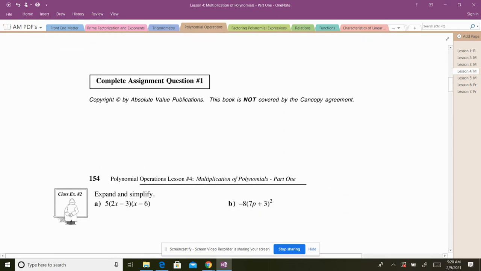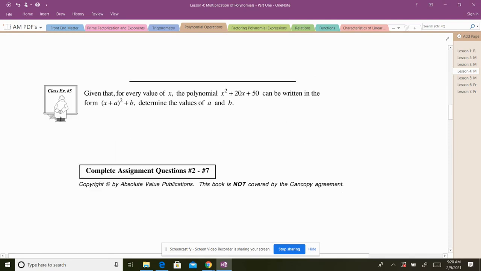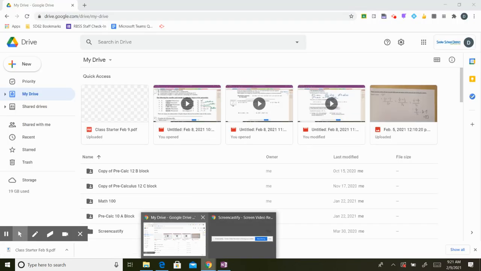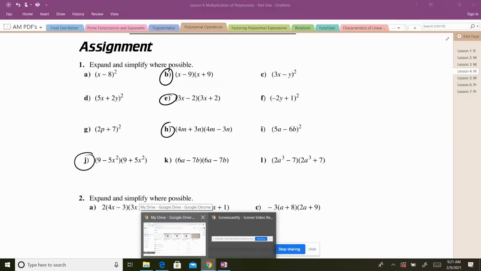The only question I want you to do before we get into this is number 1. And I want you to do B, E, H, and J. Yeah. B, E, H, and J, please. Those are all the difference of squares ones.